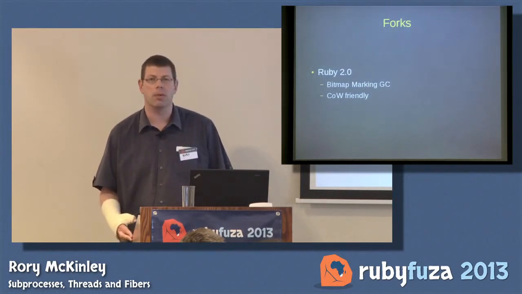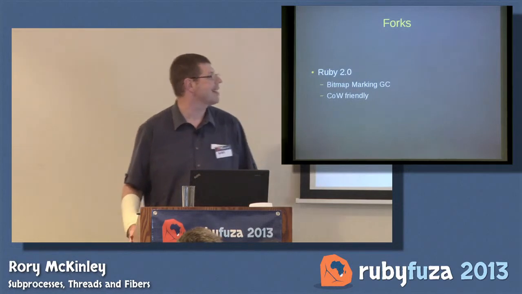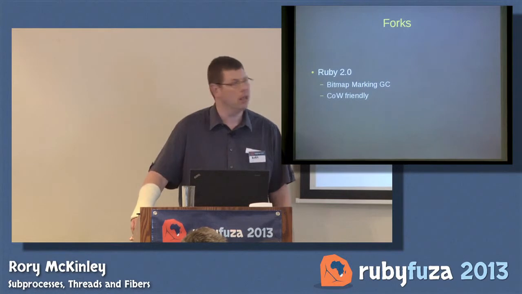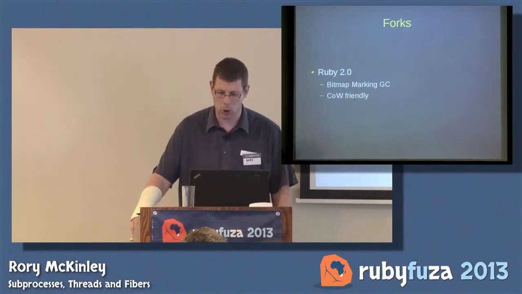Ruby 2.0 has a new garbage collector called bitmap marking that doesn't actually touch the memory that it's busy checking. So it's copy on write friendly, and much happiness will ensue.